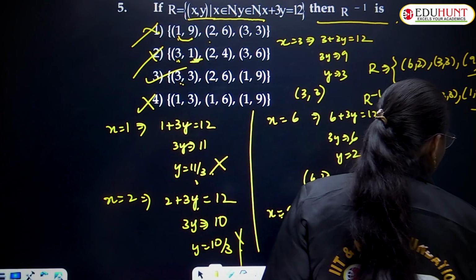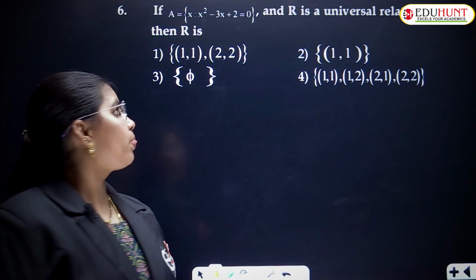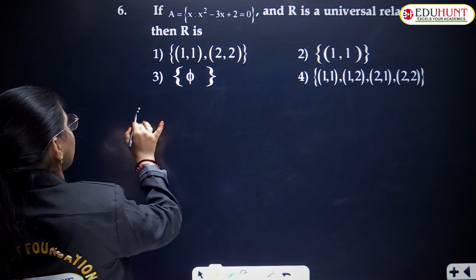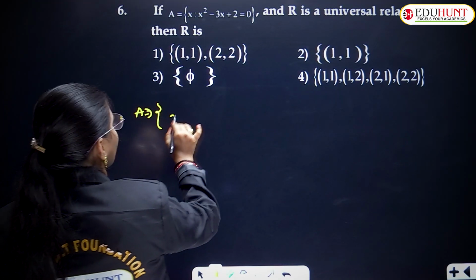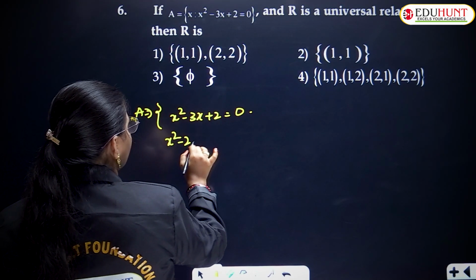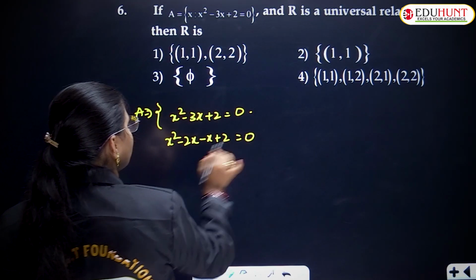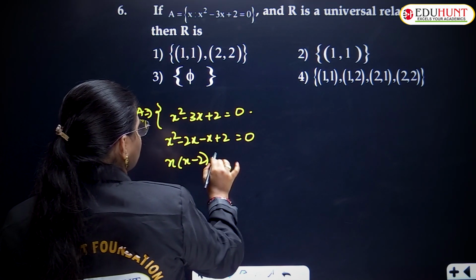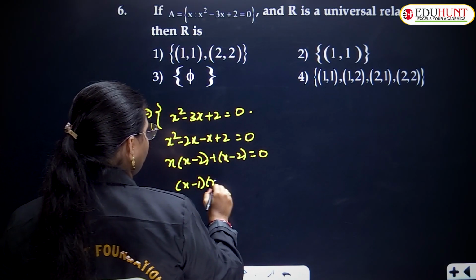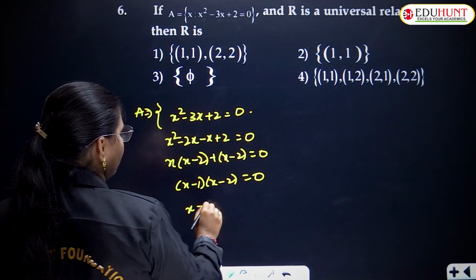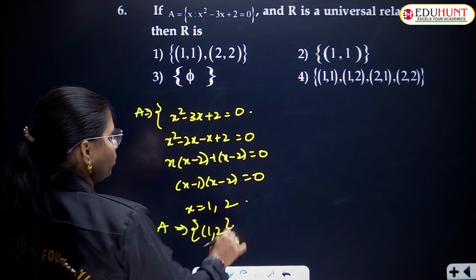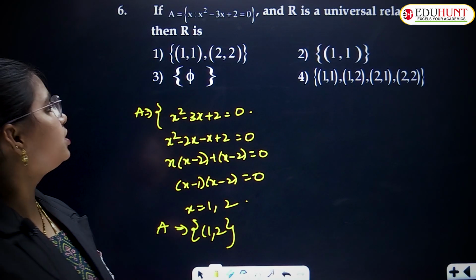We'll move forward with the next one. So what is my next question? If A is x square minus 3x plus 2, try to write down the elements of A first. So x square minus 3x plus 2 is equal to 0. x square minus 2x minus x plus 2 is equal to 0. If you take common, x minus 2, (x minus 1)(x minus 2) equal to 0. We'll have x is equal to 1 or 2. So A is the set having elements 1, 2, right?